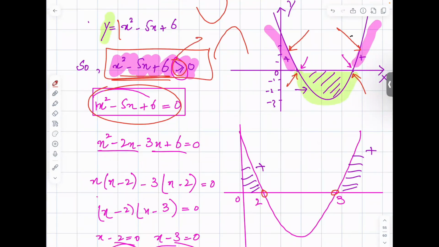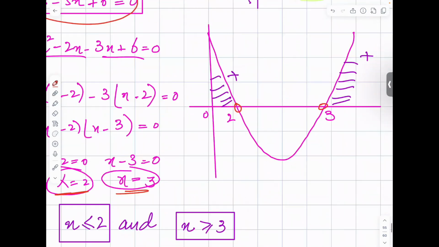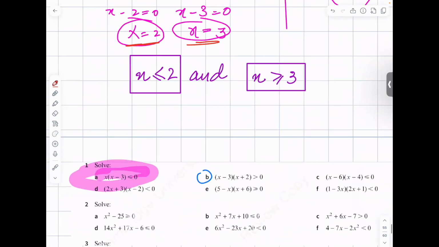So this greater, you need to remember that greater means above the x-axis. So we are looking for the part of the graph that is above the x-axis when it says greater than 0. So you can see that below 2 and after 3 it is above the x-axis. So you write your answers as x is less than or equal to 2 and x is greater than or equal to 3. Done?